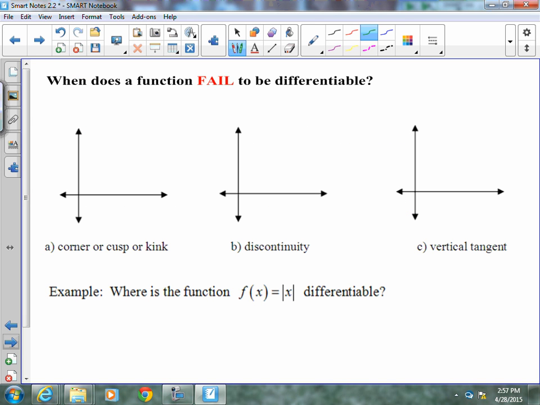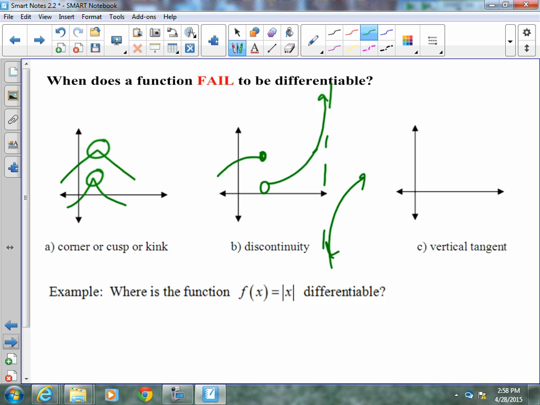So, when does a function fail to be differentiable? Well, it fails to be differentiable at a corner, cusp, or kink in the graph. So if your graph turns sharply, or if your graph comes to a point like that, those are not differentiable at that particular corner. You cannot find the derivative. A discontinuity, something like a jump or an asymptote would be another discontinuity.